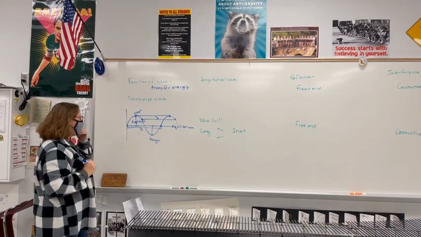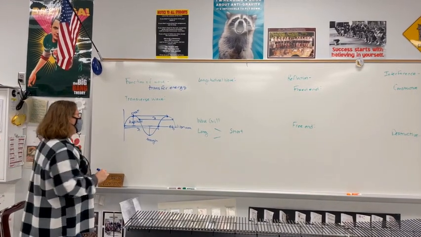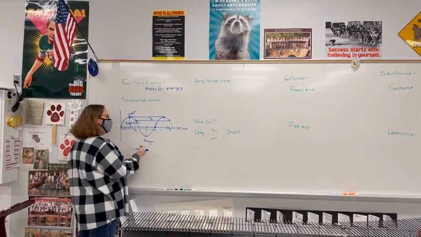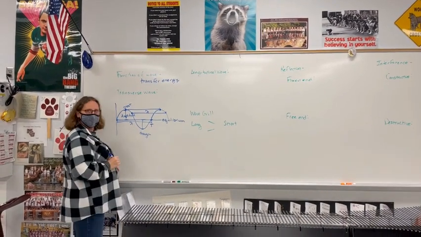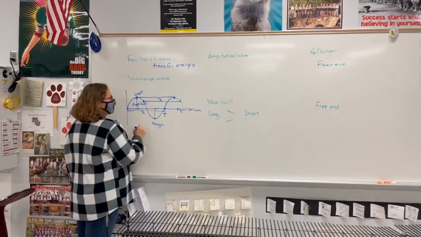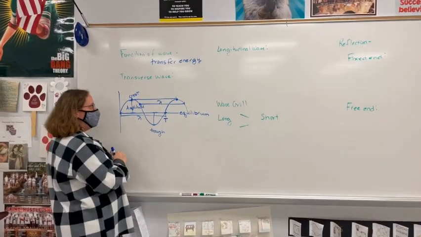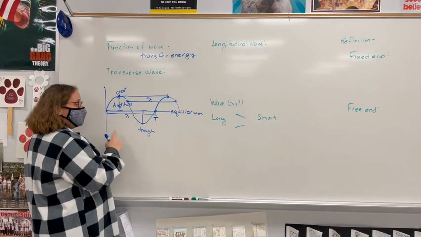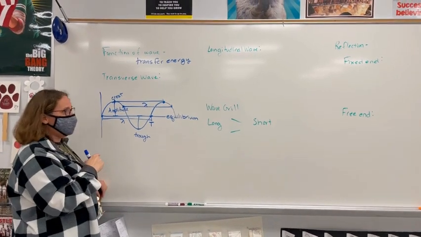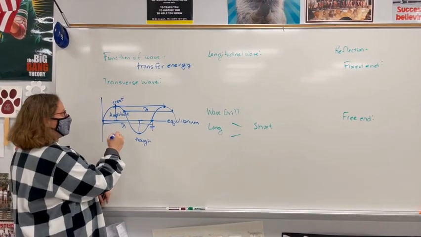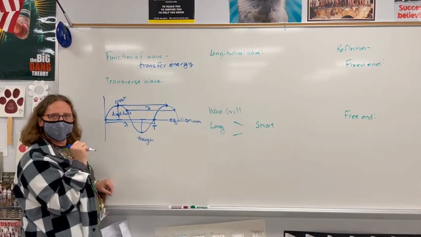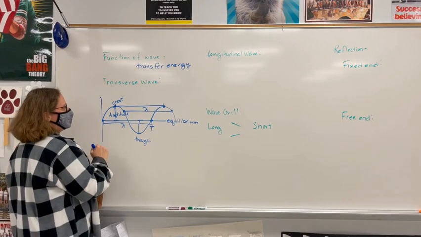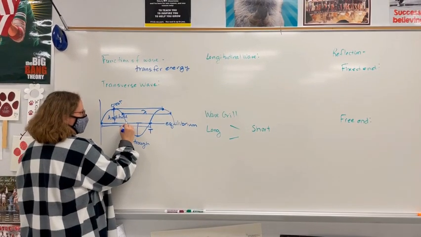Okay. Now the period is the time it takes for one wave. So if I was to label this, this would be one period. That represents the time for one wave. Frequency is the number of waves per time, which you figured out in the speed of sound lab. So this would be a half of a period.